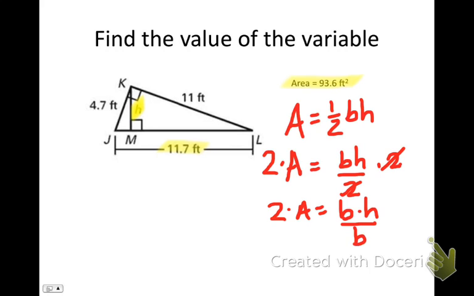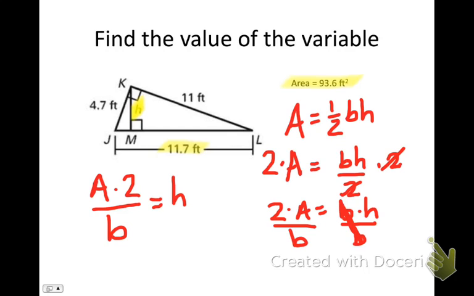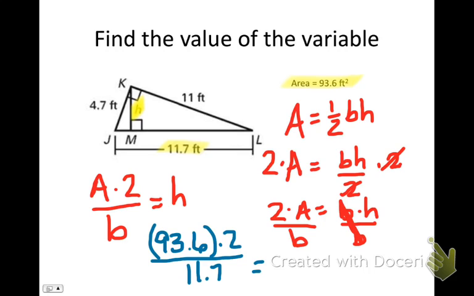So if we divide by the base, we'll get the height by itself. We rearrange it, and we'll take our area times 2 and divide that by the base to give us the height. Substituting in the values that we know, we have area is equal to 93.6. We'll multiply that times 2, and then divide by 11.7, so that we get the height value as 16 feet.